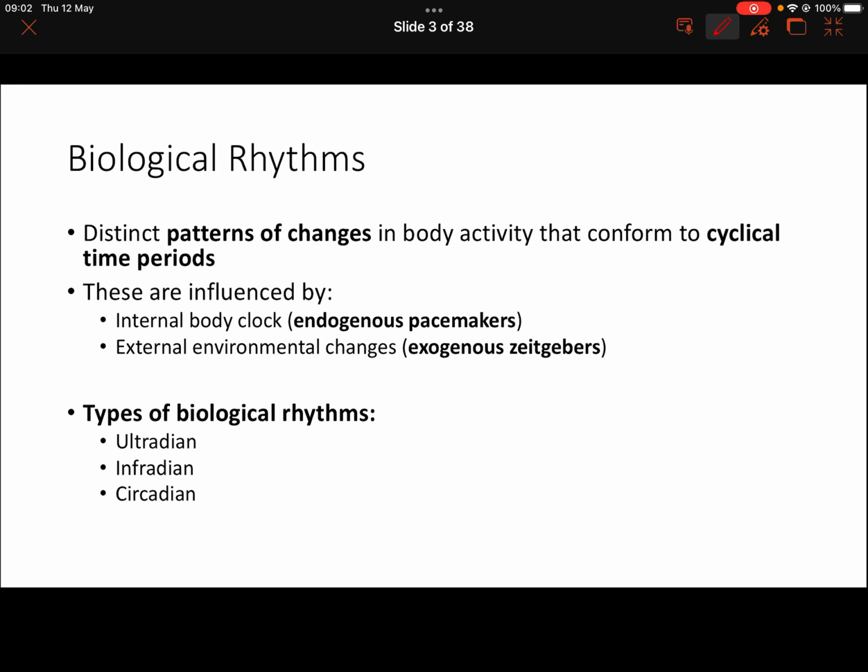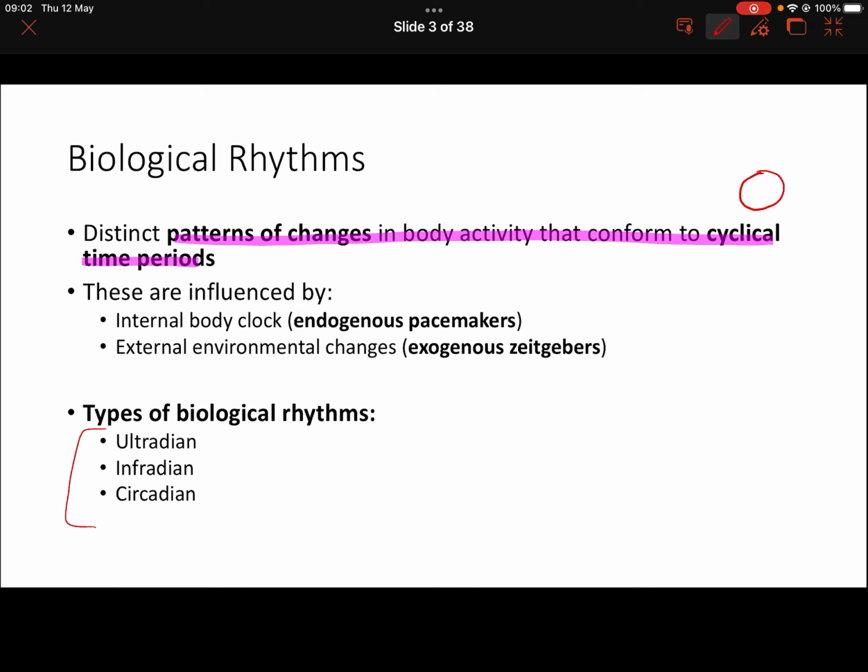All right, so when we're talking about biological rhythms, we are referring to the distinct patterns of change in the body activity that conforms to cyclical time periods. And we're going to be looking at those different time periods when we look at the different types of biological rhythms here. So all living organisms are subject to these rhythms. And they influence a lot of things about us. They influence the release of hormones, they influence our mood, our eating and digestion, our sleep, our coordination, and as we'll discover, even how well drugs are absorbed by the body.